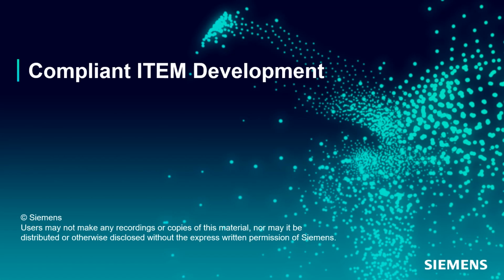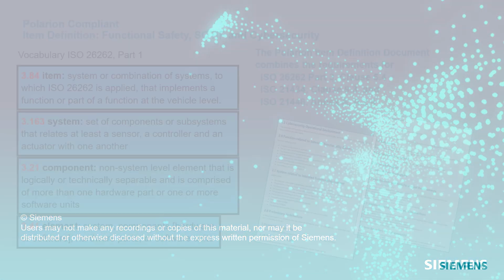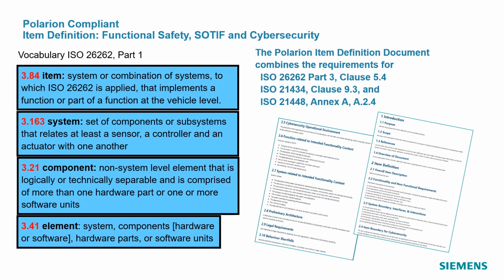Compliant item development. The item development in Polarion X covers more than just 26262. While it does cover all of the parts for functional safety, it also includes the parts for cybersecurity and SOTIF, according to Annex A, Part 8.2.4.